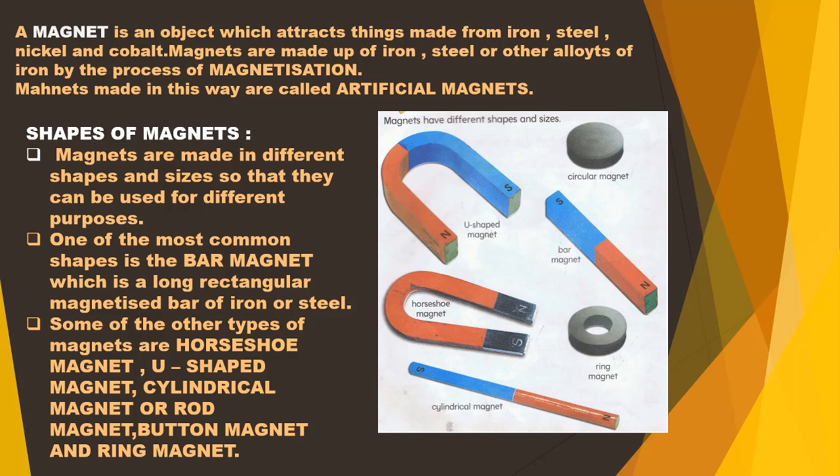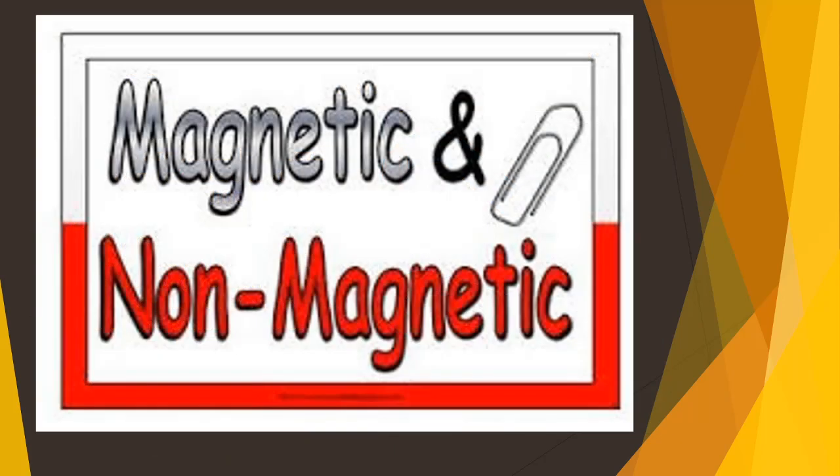One of the most common is the bar magnet. Even if you search at home, the majority of you will find a bar magnet. It is a rectangular magnet made up of iron or steel. Besides the bar magnet, you can see here horseshoe, cylindrical, button magnet, and ring magnet. Different types of magnets are present.